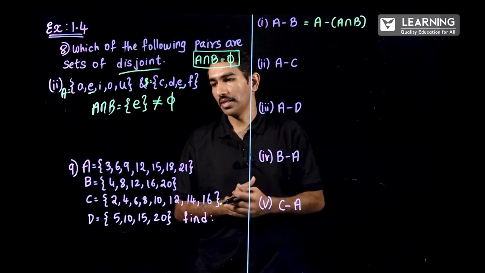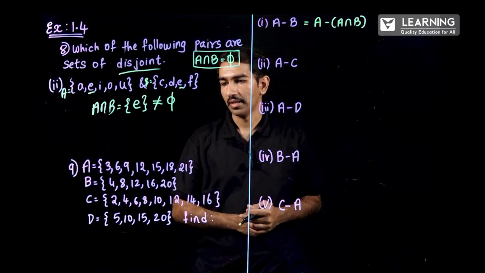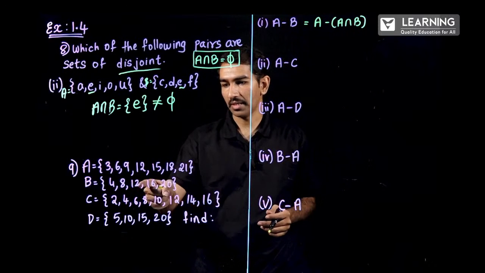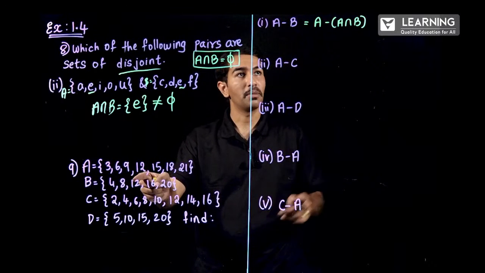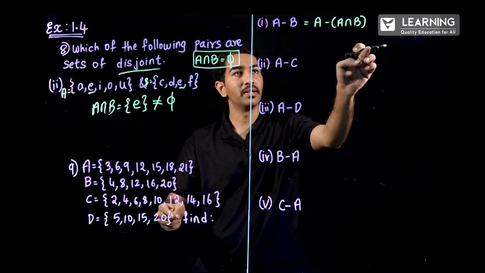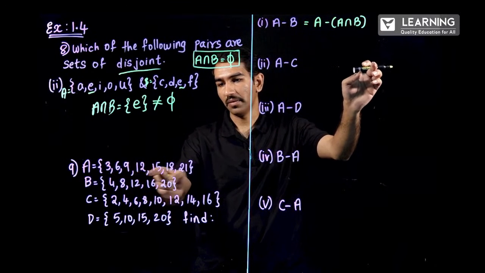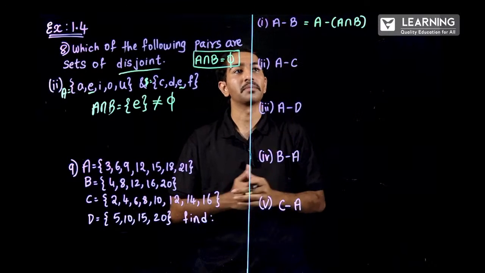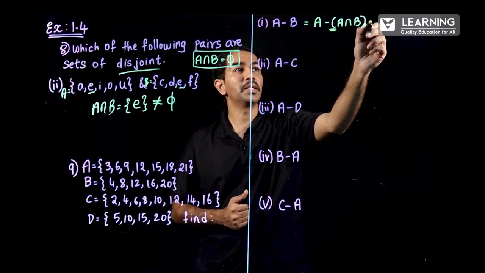What is A intersection B, students? From this, multiples of 3 and multiples of 4. What is common here? I think it's 12, nothing else is common, correct? So 12 is the common, so A intersection B will be equal to 12. So A minus 12. Remove 12 from A, whatever is remaining, that will be A minus B. This will be correct.